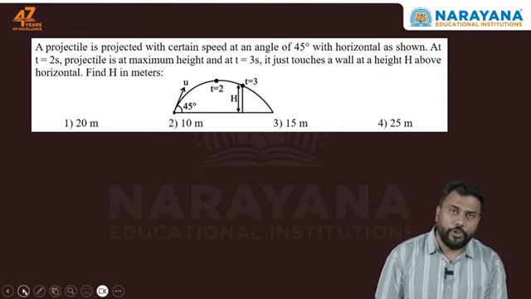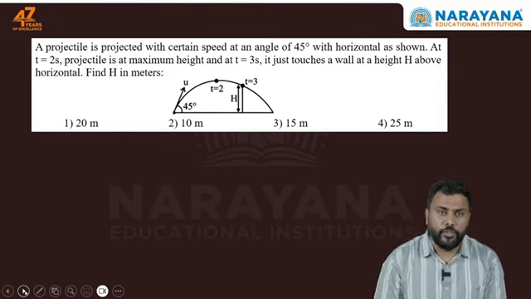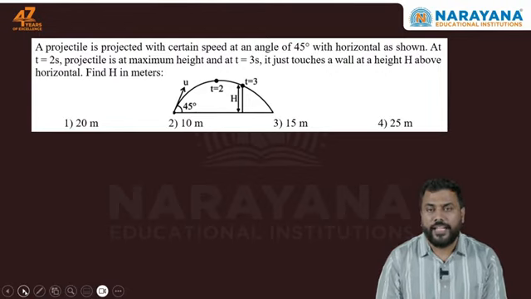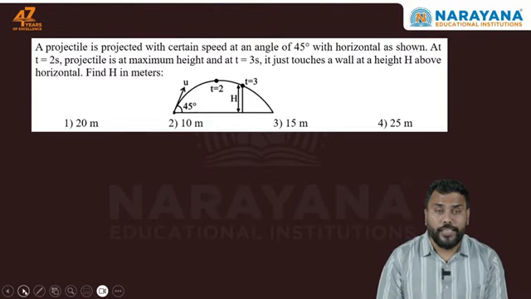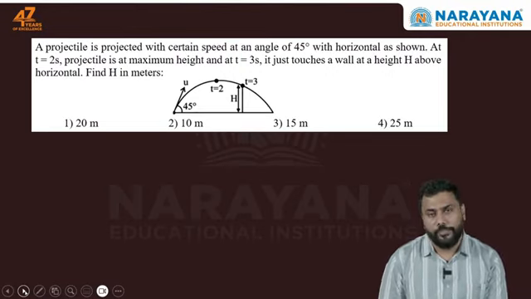This is the projectile motion question. In every shift we are observing that a question of projectile motion is always asked. This question is saying that a projectile is projected with a certain speed at an angle of 45 degrees with the horizontal as shown. At 2 seconds, the projectile is at maximum height, and at 3 seconds, it just touches a wall of height capital H above horizontal. We need to find the H value in meters.